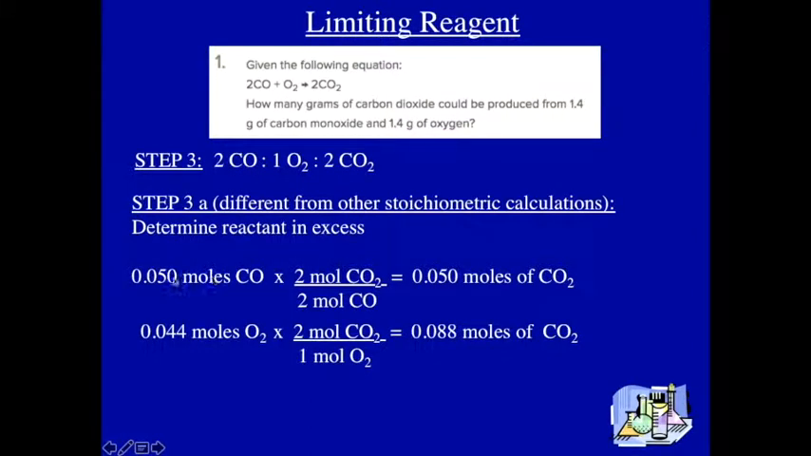Once the carbon monoxide runs out, we can't make more than 0.050 moles of CO2. If we had more carbon monoxide, then we could make more CO2 because we have this abundance of oxygen. However, in this particular case, we can't make any more because carbon monoxide is our limiting reagent.